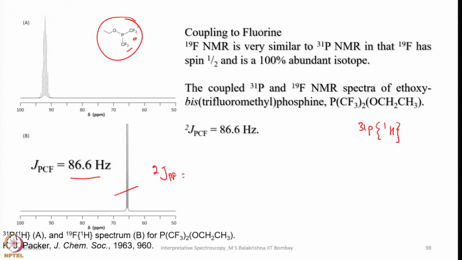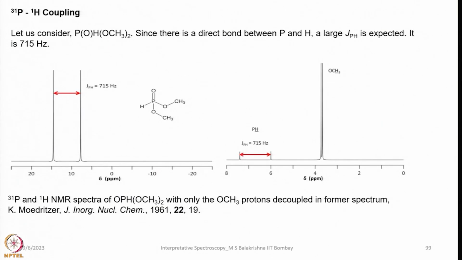Let us look into a few more interesting molecules. Now let us look into another phosphorus compound here, where we have a direct phosphorus to hydrogen bond and 2 OMe groups.